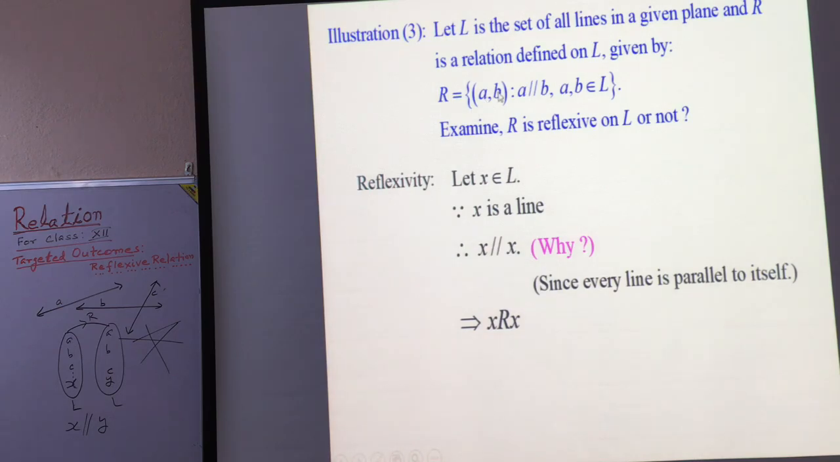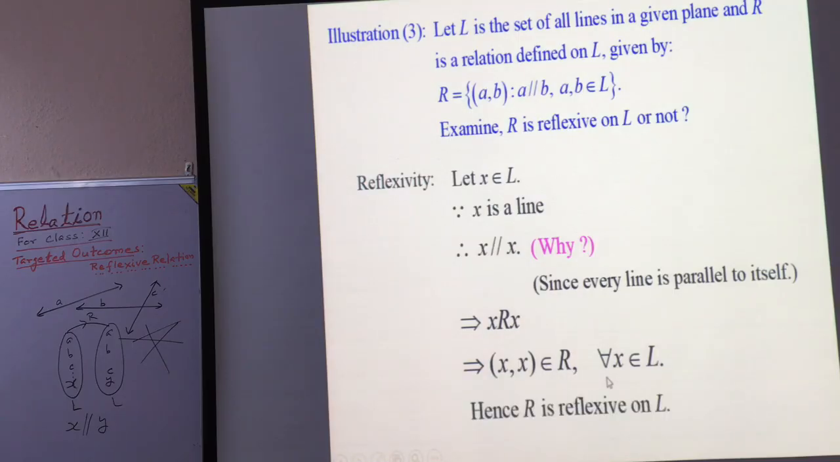When ordered pair AB belongs to R, it means A is related with B, when A is parallel to B. And we are observing X is parallel to X, so X is related with X. So ordered pair XX belongs to R. And this will be true for each element of L, for all X belonging to L. So whenever X is any element in L, ordered pair XX will belong to R. Therefore, R is reflexive on L.